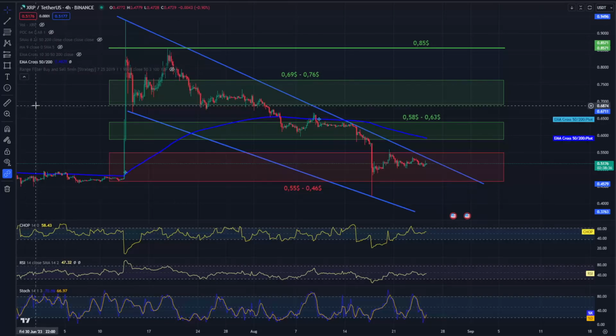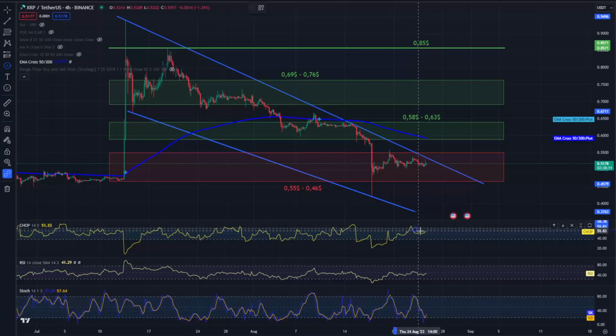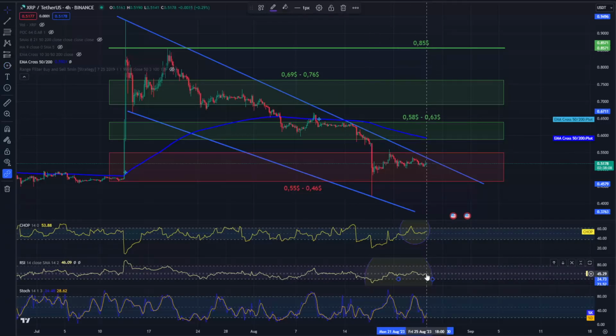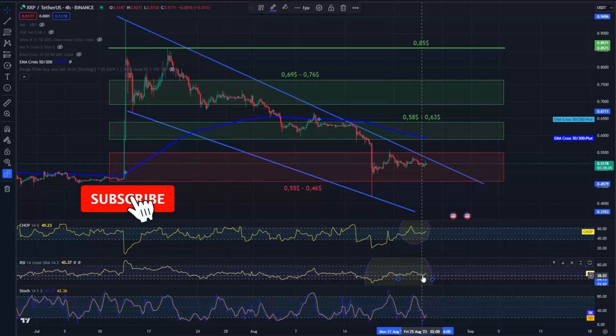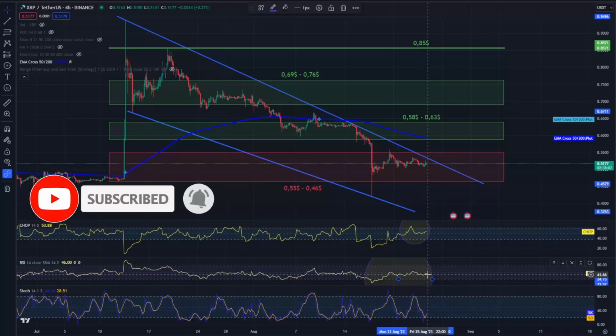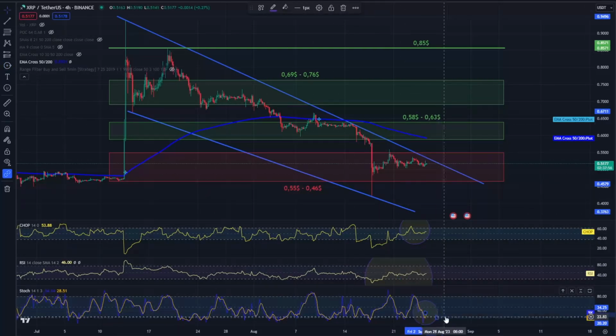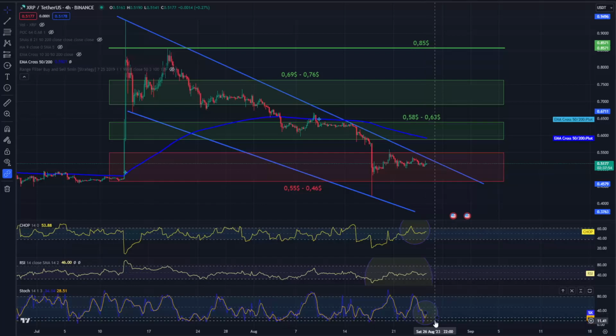When we turn on the EMA cross 200, we see that the price quickly returned to the blue line of the moving average 200, which indicates a quick return to the downtrend. On the CHOP index, we can see that there is a lot of energy for the upcoming move. On the RSI, we have a rebound and sideways movement around the middle of the range, while the stock indicator starts to turn around, which may indicate a price increase in the coming hours.